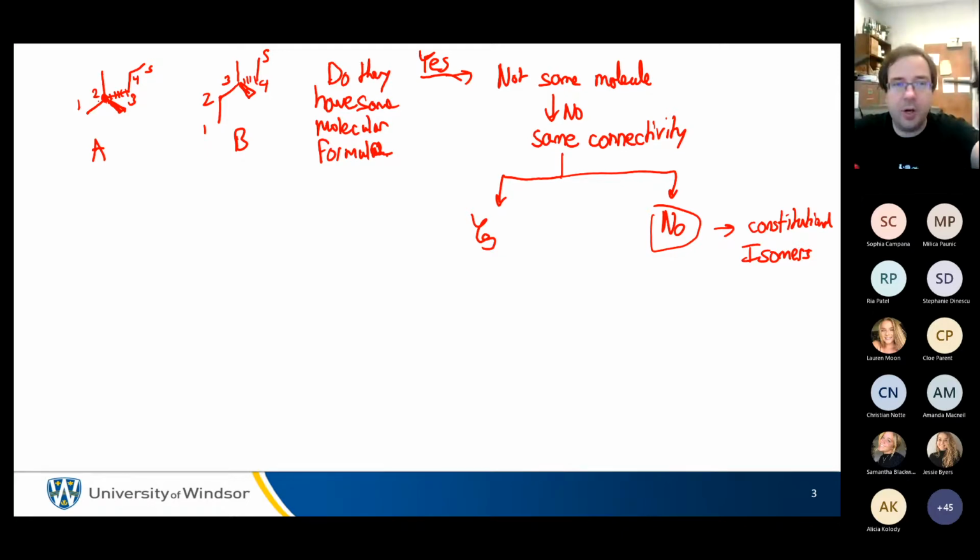You can tell they're not the same molecule because they're not superimposable. I try to superimpose them and you can't, so they're not the same molecule. They have the same connectivity. This carbon is attached to a blue ball, a green ball, a red ball, a white ball, and a black thingy. This one's attached to a green ball, red ball, white ball, and a black thingy. They both have the same connectivity, but they are not the same molecule.